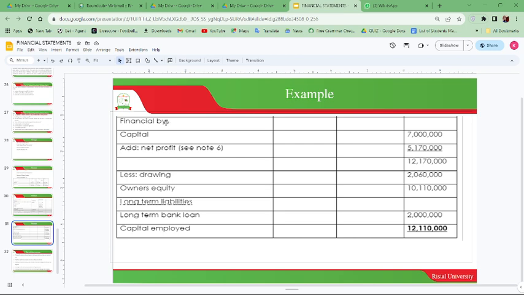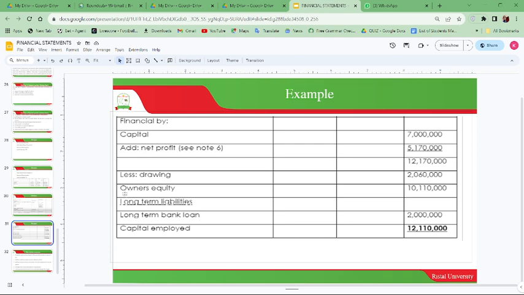So we come and we say financed by capital. We bring the amount of capital that we're given, which is 7 million, and then we add the net profit, which we got from our comprehensive income statement, the net profit. When we add, we come up with 12,170,000. Then we less the drawings, because drawings affect the capital. Drawings are the money withdrawn for personal use. It always affects the capital. That's why we less it from capital.